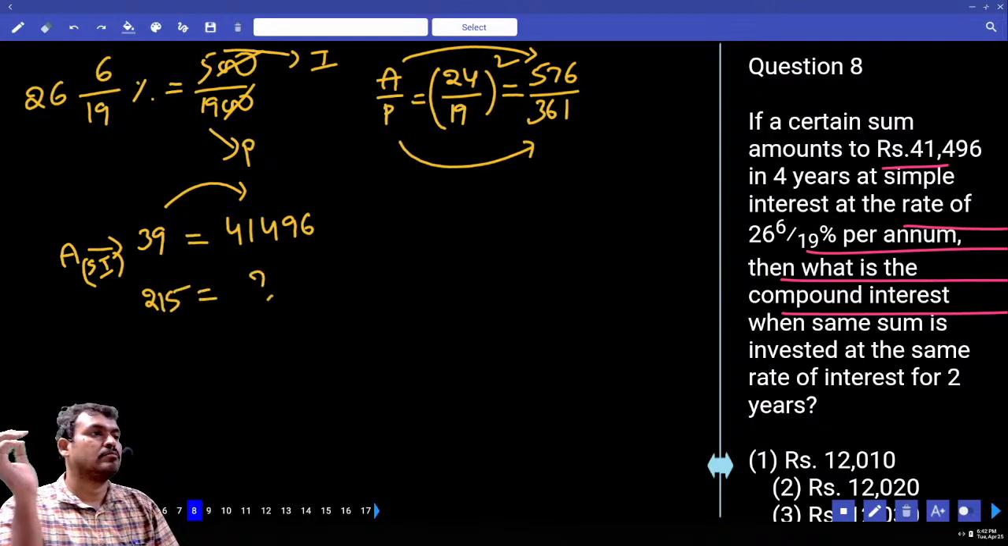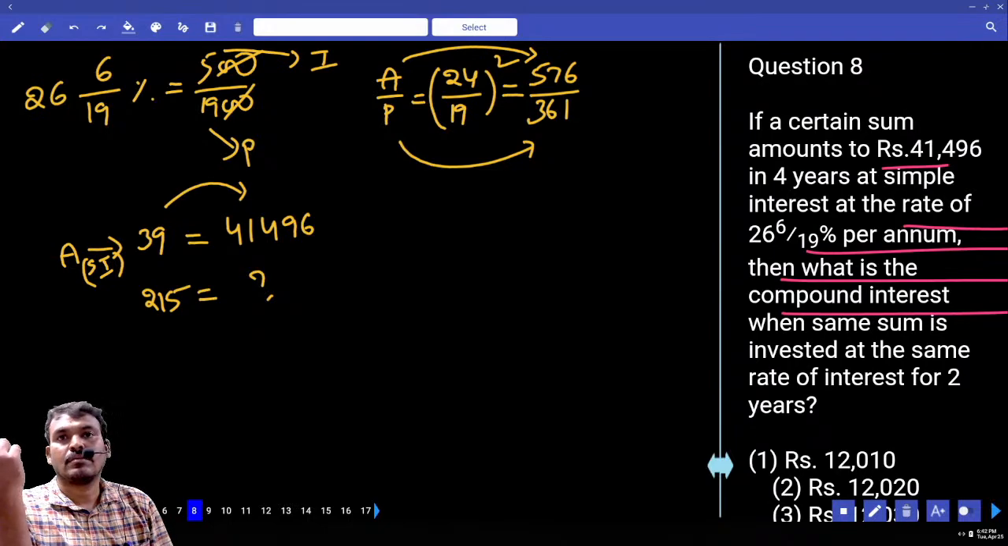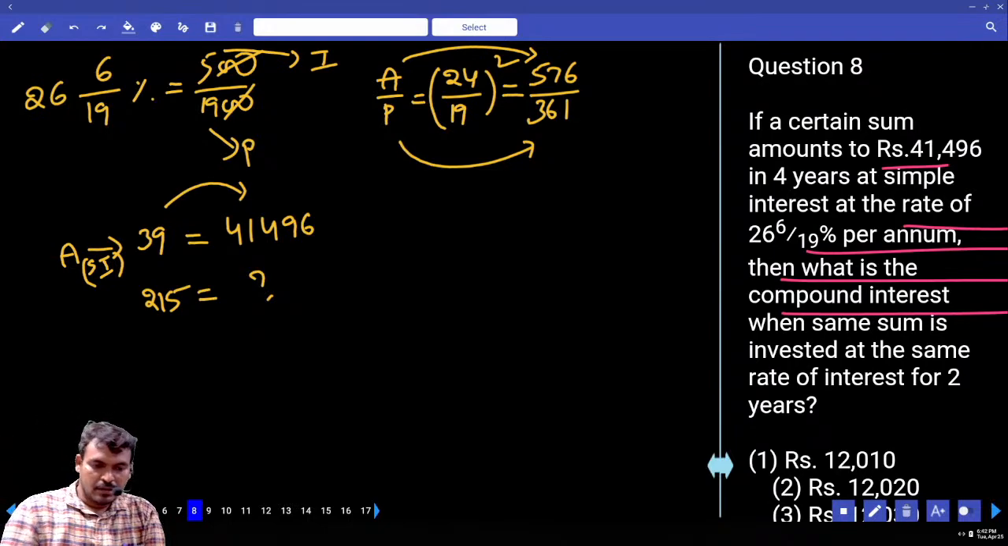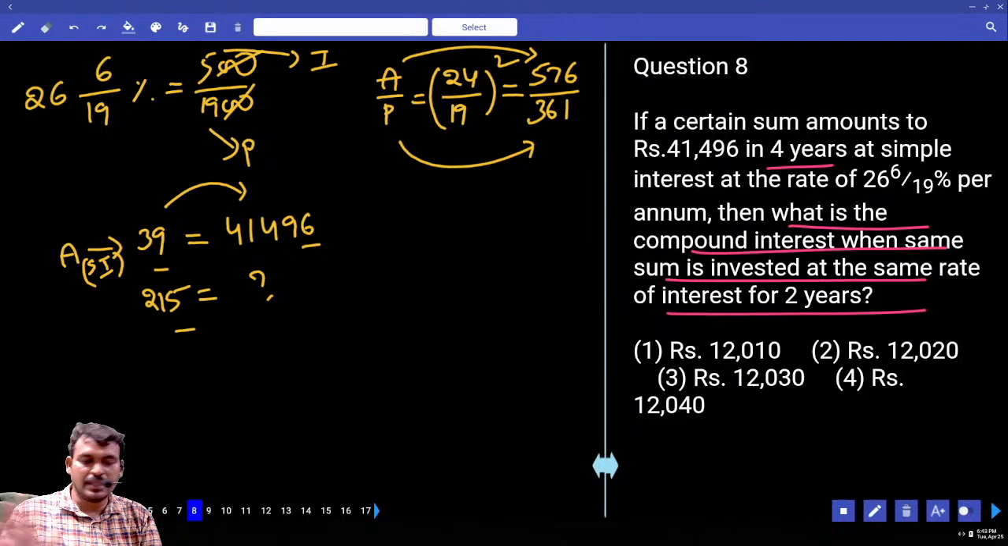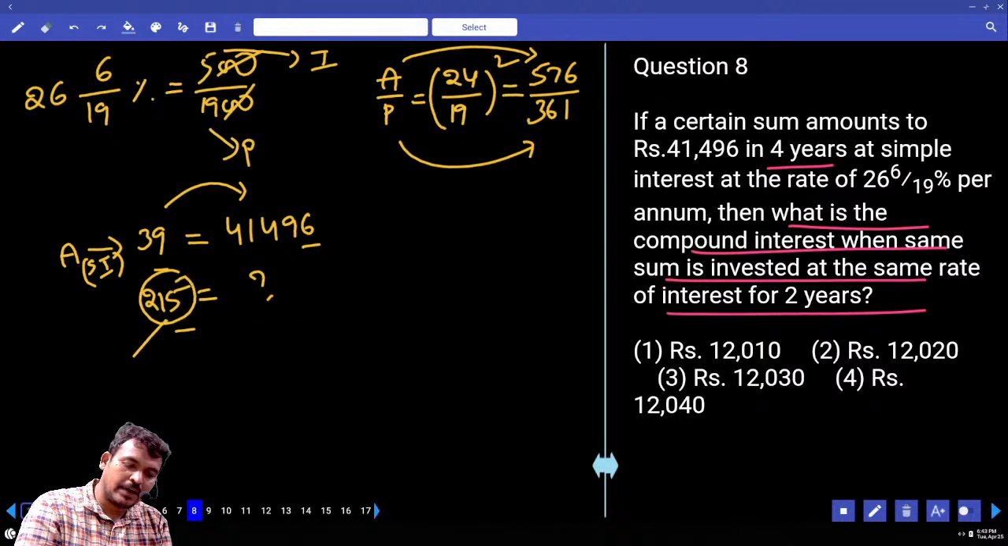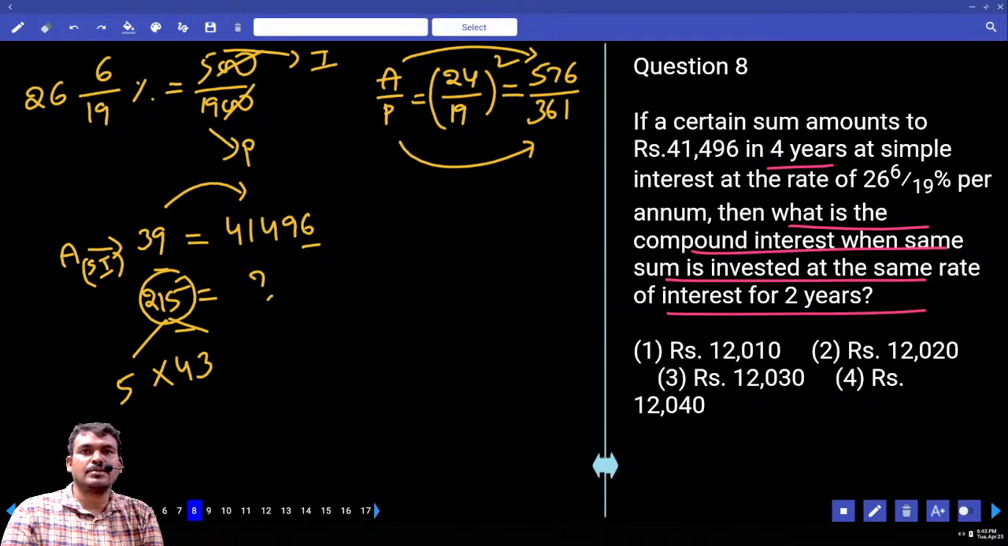Yes or no? 9 and 6, a possibility of 4 times. 9 times 4 is 36. 5 into 4 ends with 0. All the options end with 0. Okay, 215. 5 times 43. Means the answer must be a multiple of 43.